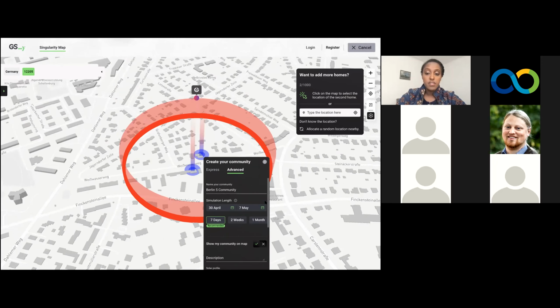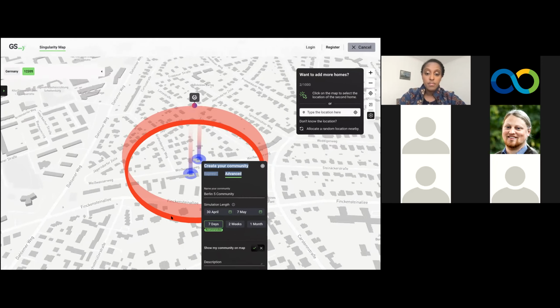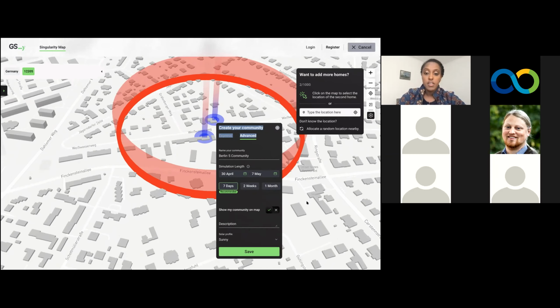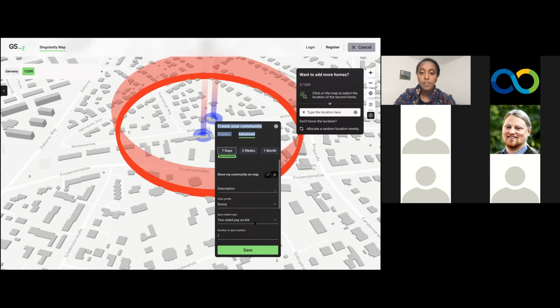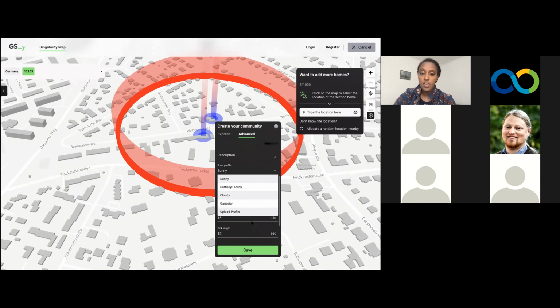if you go to the advanced settings, you can add some settings. You can add a description. You can pick a solar profile here. For example, we have the sunny, partially cloudy, Gaussian profile, or if you have your own profile, you can upload it. And then the next part is to configure the markets. We have different market types you can use. In this case, I picked the two-sided pay-as-bid, and then you can also configure the rest of the parameters of the market.